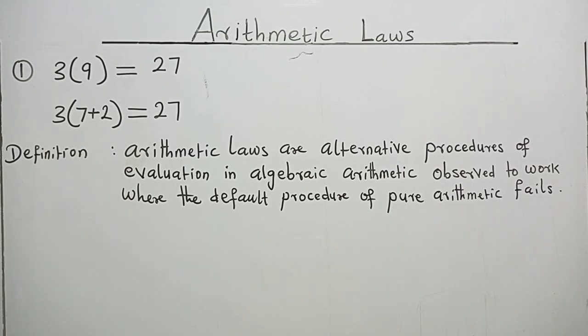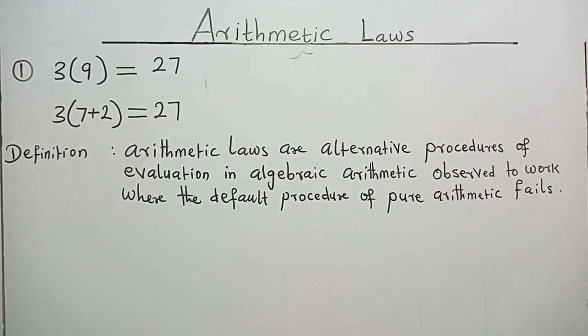Anyway, if you look at it again and take interest in some special words used in this definition, you will discover that this is the conclusion or the summary of the lessons we have learned so far using the default method and alternative method to carry out number operations in pure arithmetic and what we call algebraic arithmetic.